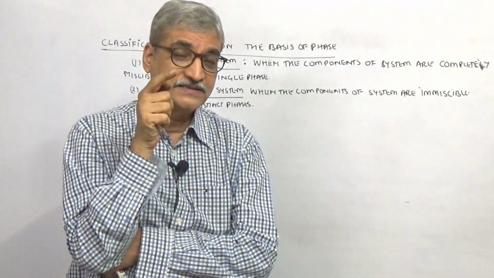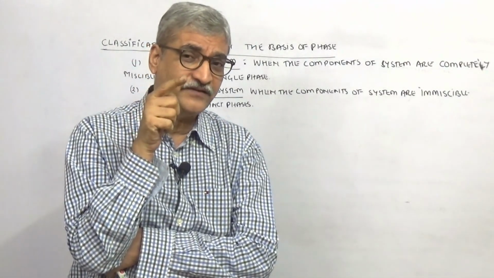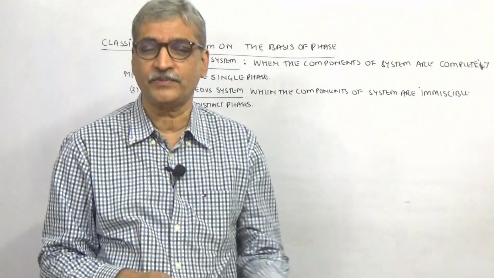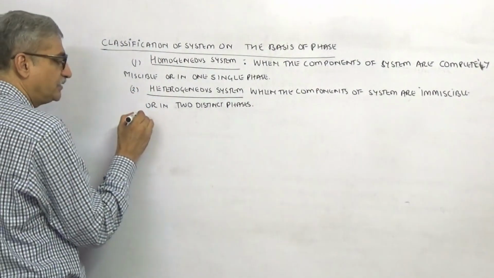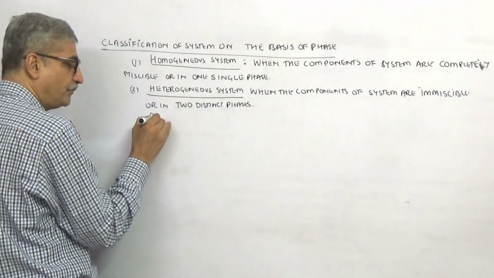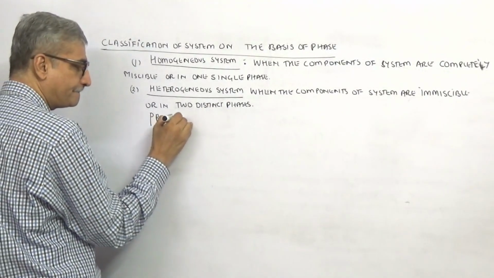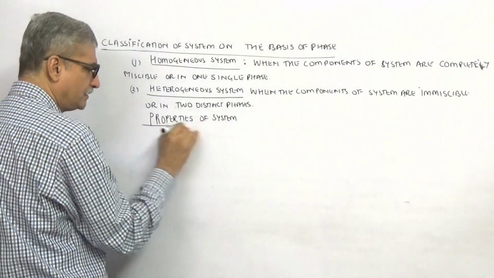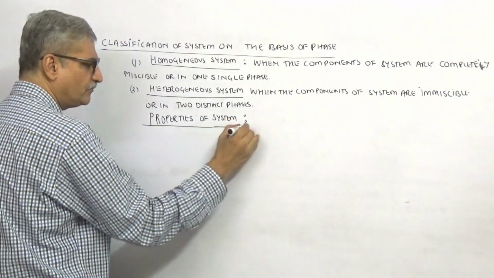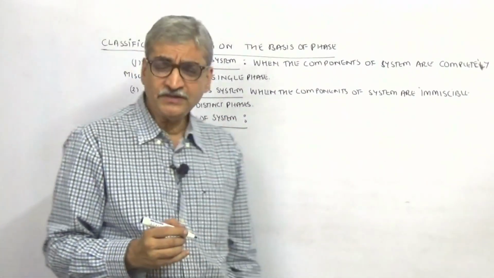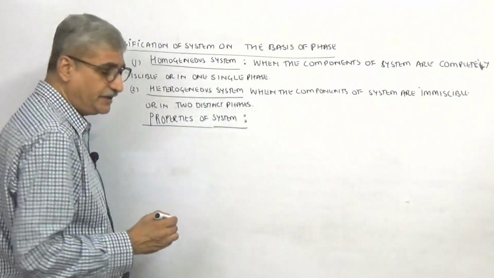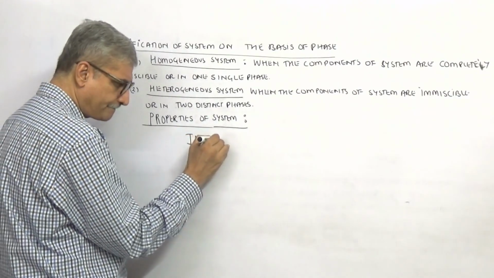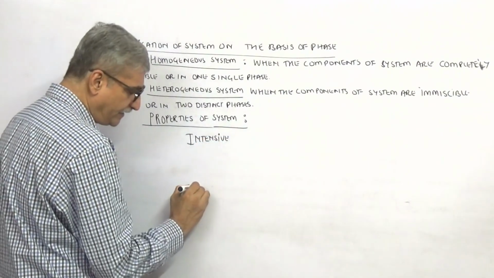So that is why, since exchange of energy is causing the change in property, we have to understand what the different kinds of properties of a system are. Therefore, the next topic that we are talking about is properties of system. There are basically two types: intensive property and extensive property.